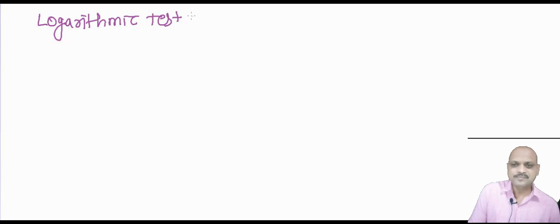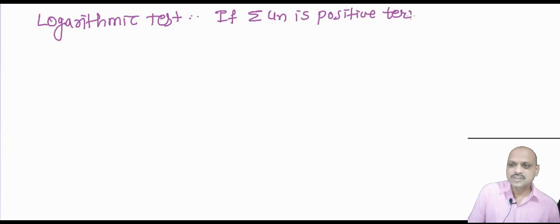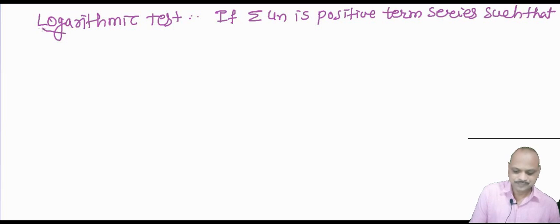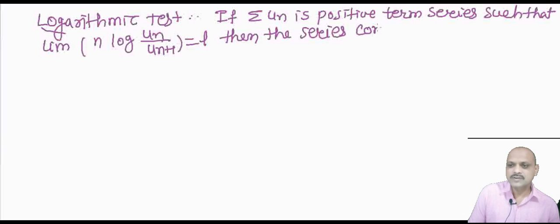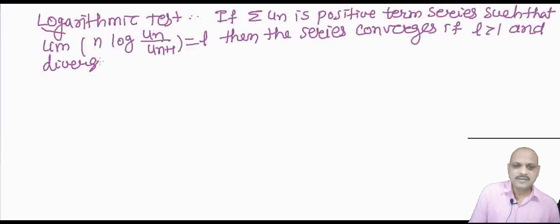Logarithmic test. If summation un is a positive term series such that the limit of n into log of un divided by un plus 1 equals L, then the series converges if L is greater than 1 and diverges for L less than 1.